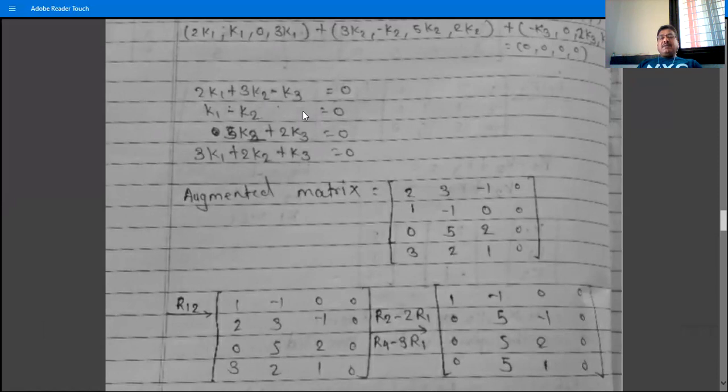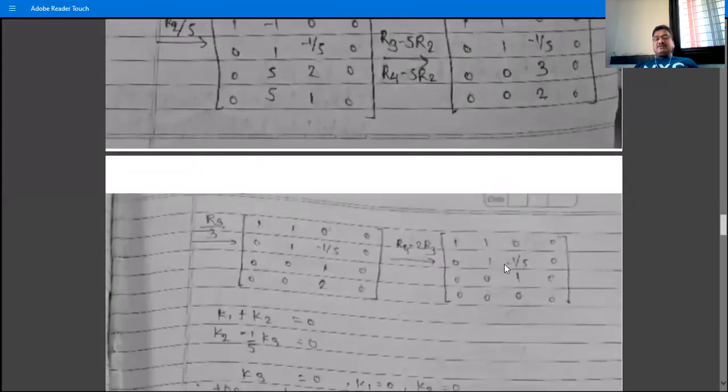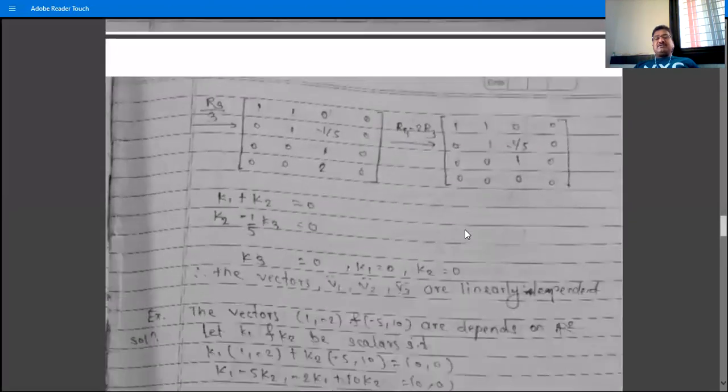So if the rank of A and rank of AB are both equal and equal to the number of unknowns, then the system has a unique solution. And if the rank of A is equal to rank of AB and strictly less than the number of unknowns, in that case the system has infinitely many solutions. But in this case, rank of A is 3, rank of AB is 3, which is equal to the number of unknowns, also 3, and therefore the system has a unique solution.